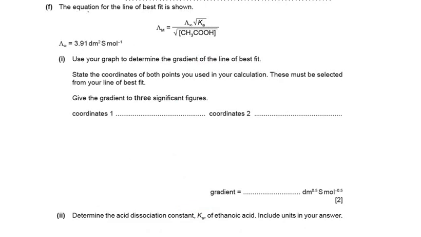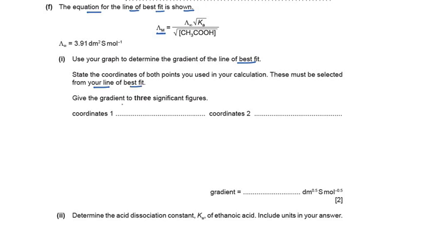The next sub question says the equation for the line of best fit is shown, where the molar conductivity equation is given here. Use your graph to determine the gradient of the line of best fit. State the coordinates of both points you used in your calculation, and these must be selected from your line of best fit. Give the gradient to 3 significant figures.